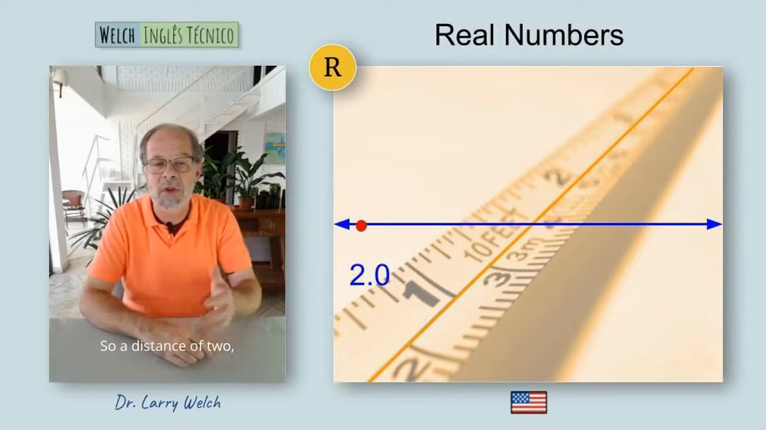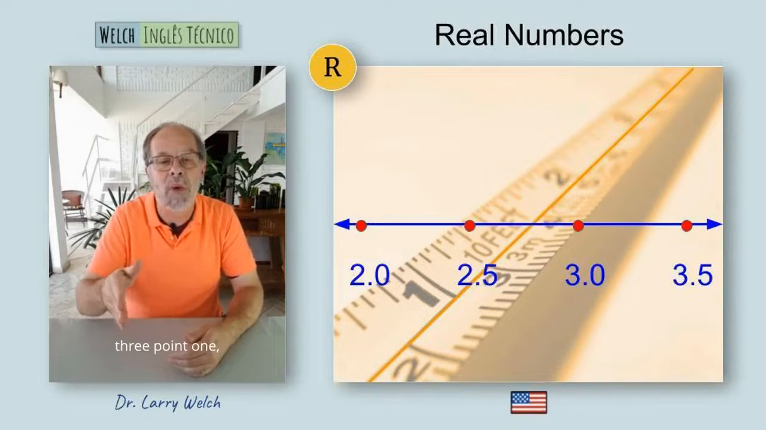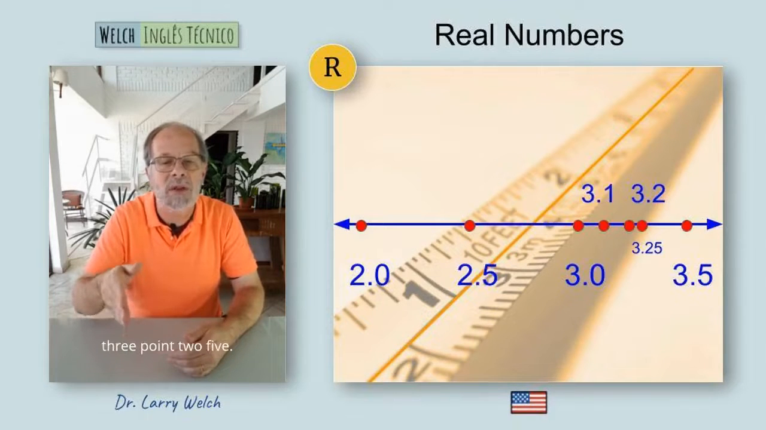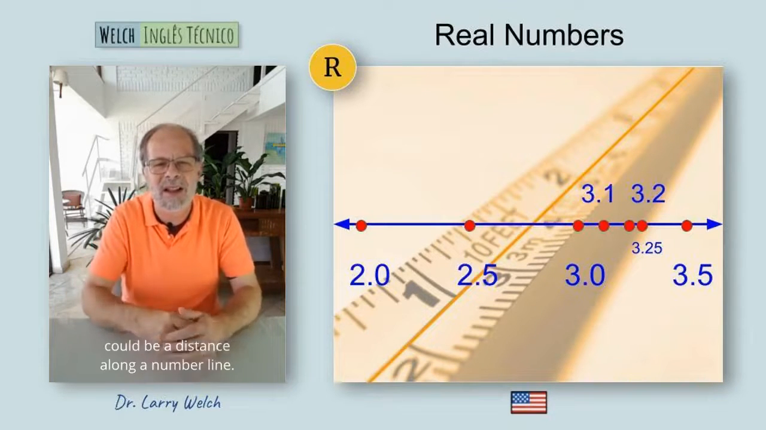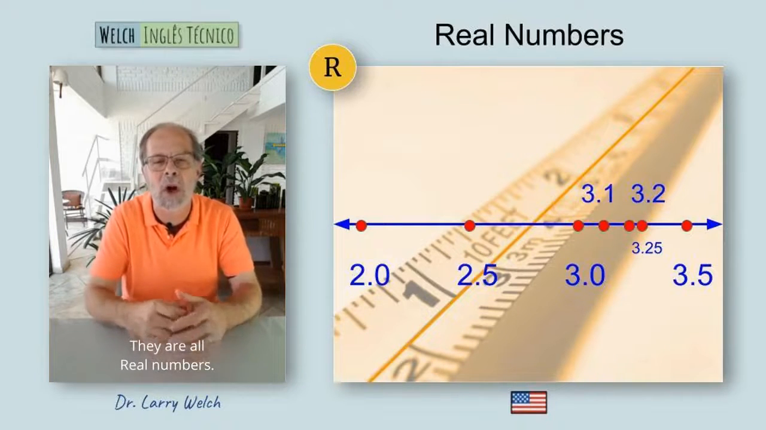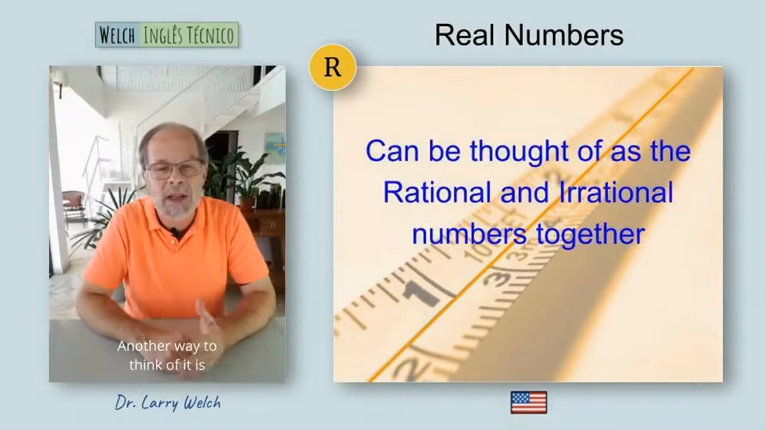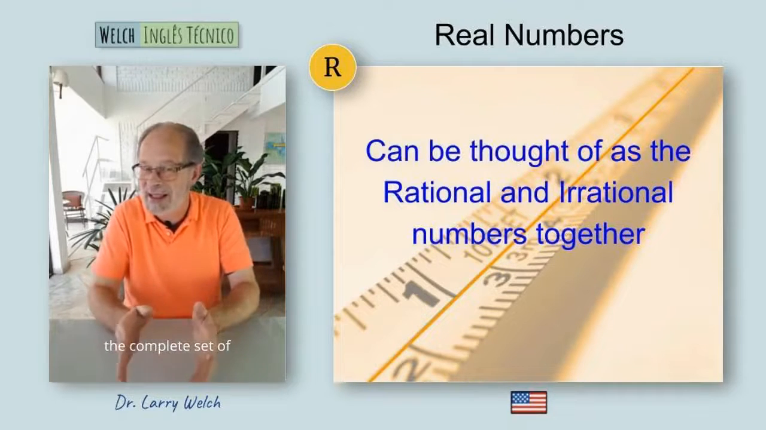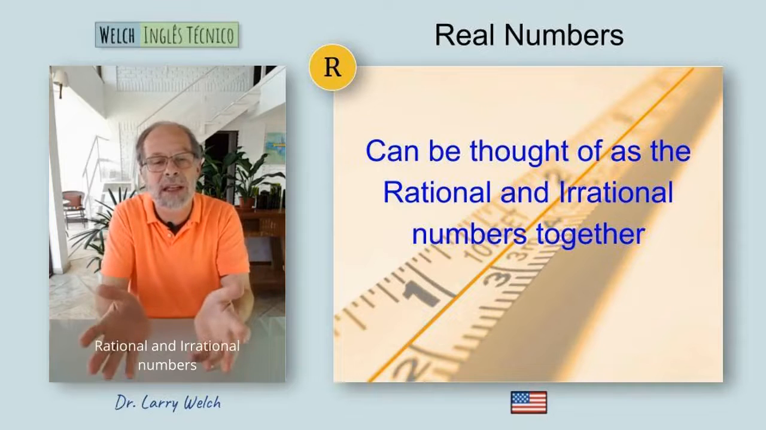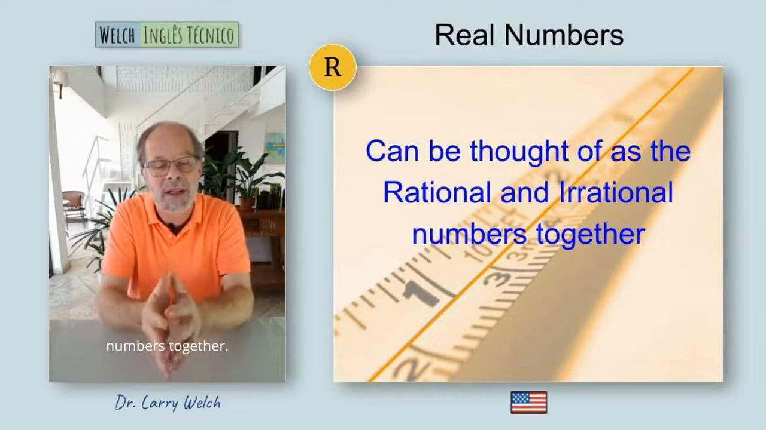So a distance of 2, 2.5, 3, 3.5, 3.1, 3.2, 3.25, all of those numbers could be a distance along a number line. They are all real numbers. Another way to think of it is that it is the set that contains the complete set of rational and irrational numbers together. Rational and irrational numbers together.